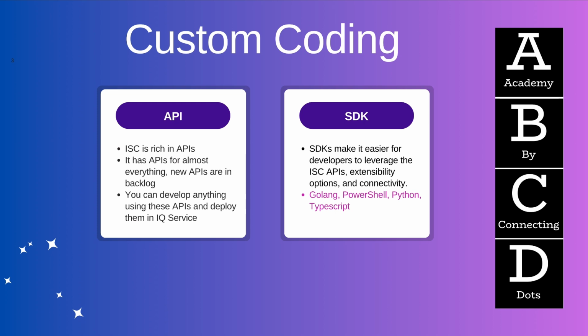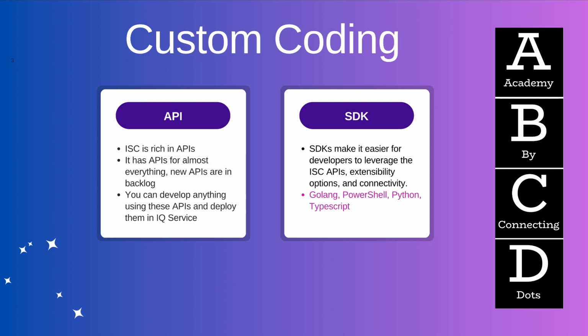The same IQ service we have in IdentityIQ as well, same component here also. In this IQ service, which is a Windows server, we will deploy this code. You can write in any language you wish. Mostly in projects, we write that code in either PowerShell or Python, and we schedule it using the Windows Task Scheduler. And SDKs, released by SailPoint, make it easy for developers to leverage ISC APIs, extensibility, and connectivity. A lot of stuff you can do using SDKs.